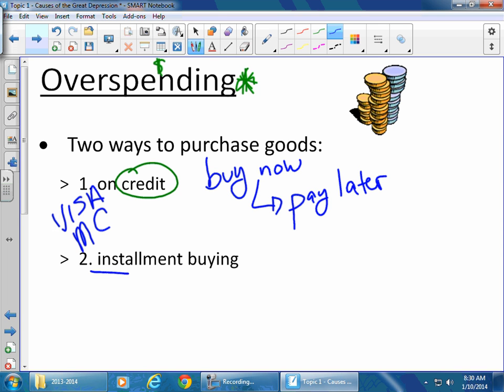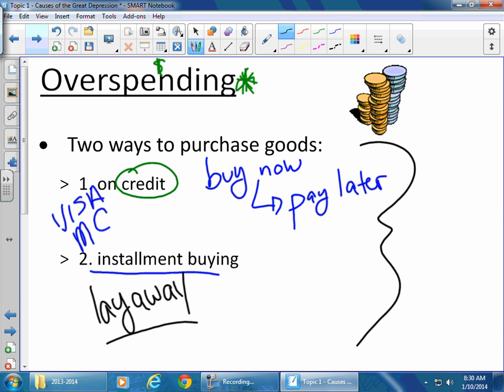The second one is installment buying. Think of this like the layaway plan. Right? You want to buy one of Henry Ford's automobiles, but you don't have the full amount, all the money right now to pay for it, so you'll pay for a little bit now, and then later on, or maybe a little bit each month, right, you'll make those payments. Now, these two ideas are great as long as you have a job.